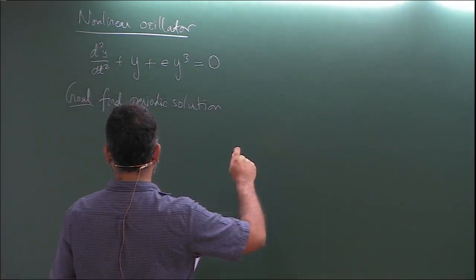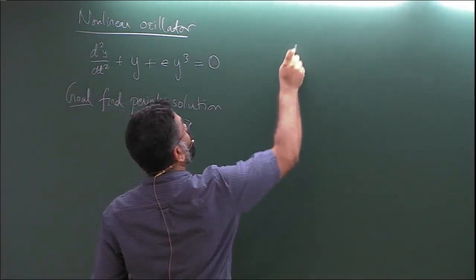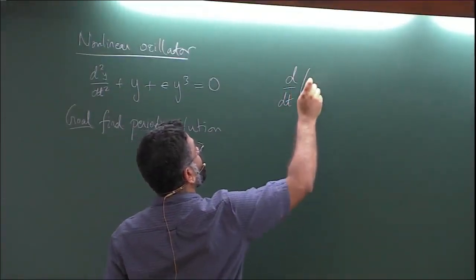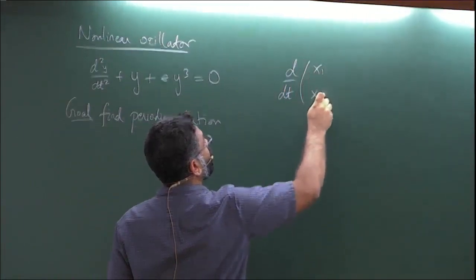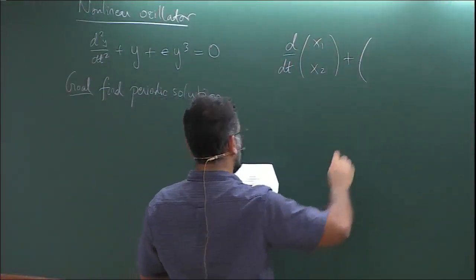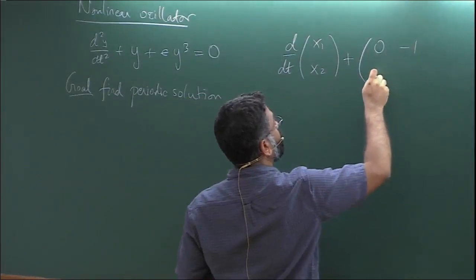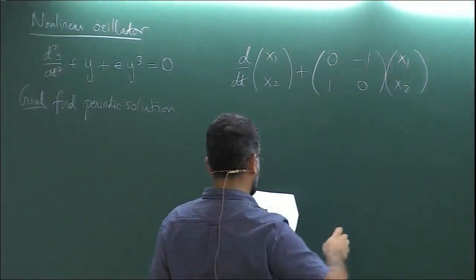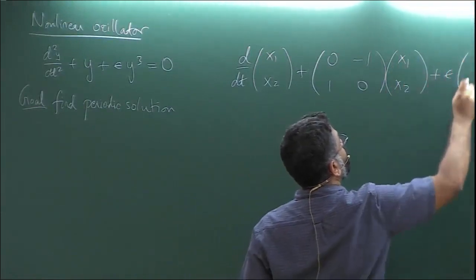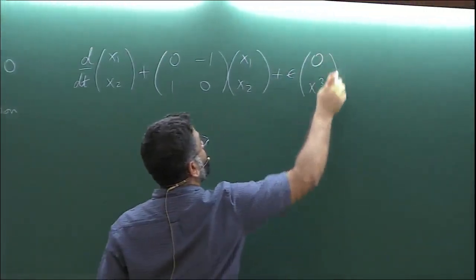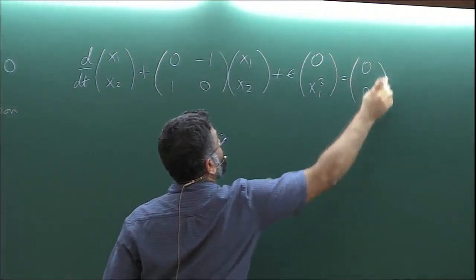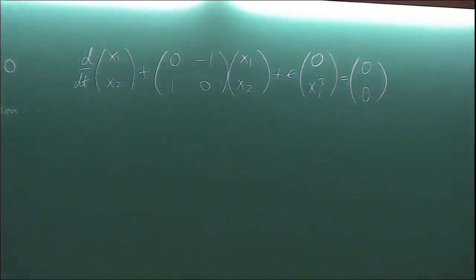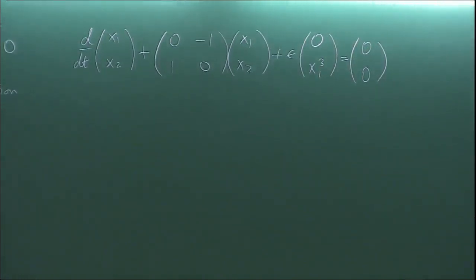So I can certainly write it in the form of a system: d/dt of (x1, x2) equals the matrix (0, -1; 1, 0) acting on (x1, x2), plus epsilon times (0, x1 cubed).